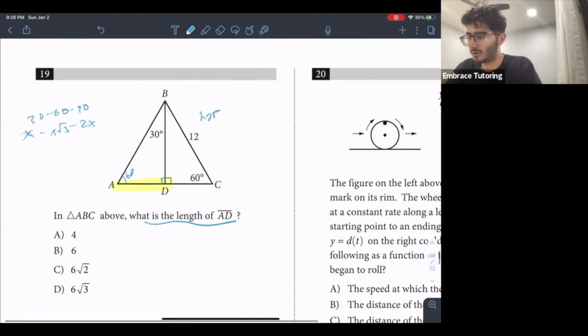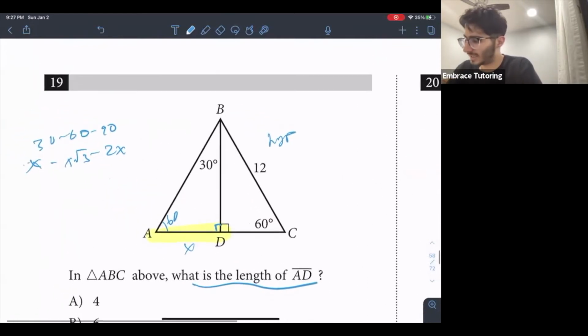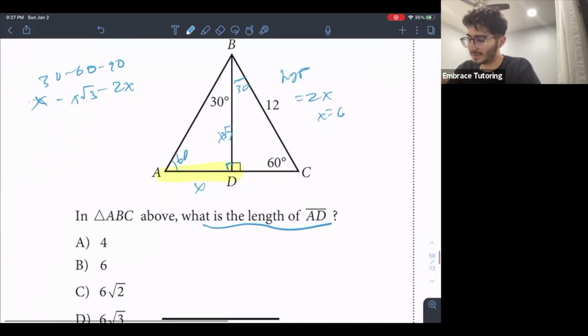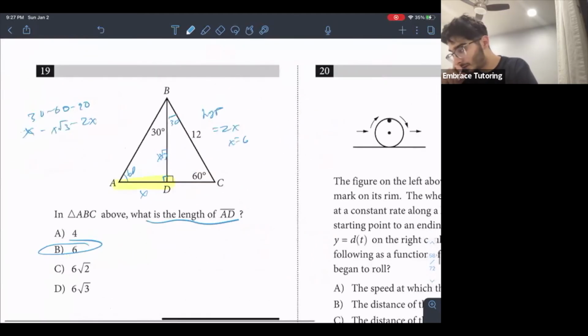But anyway, going back to the problem, they're asking for the length of AD, which would be opposite of the 30, which is what they're looking for as x. So if this is 30 right here, and this is 60, the opposite of the angle would be the side. So this should be x radical 3. So if this is 12, which is equal to 2x, x would be equal to 6, which is what they're looking for, x, and that is our answer, choice B.